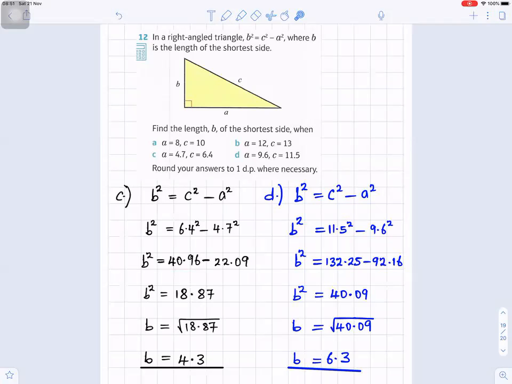Now, the last one, part D. Write the formula as normal and sub in the numbers: 11.5 for c and 9.6 for a. 132.25 is 11.5 squared, and 92.16 is 9.6 squared. Subtract them, and it gives you 40.09. From there, use the square root button on your calculator, and you get 6.3 to 1 decimal place.